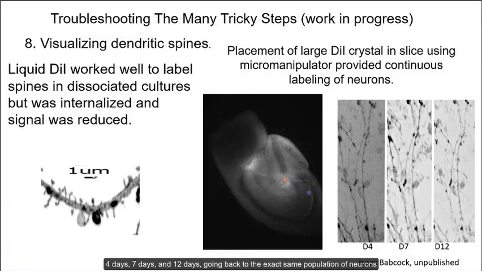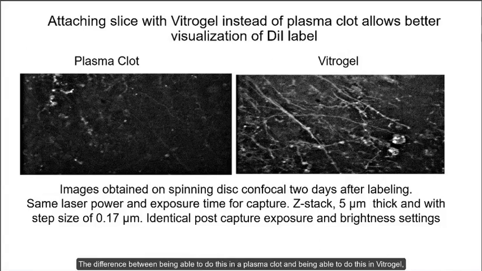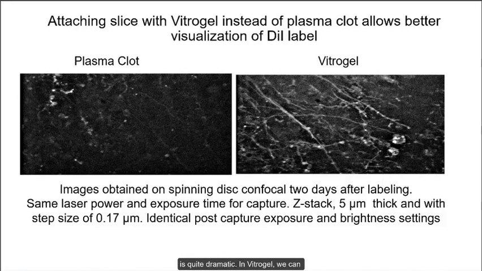This is 4 days, 7 days, and 12 days, going back to the exact same population of neurites using our photoetch coverslips. The difference between being able to do this in a plasma clot and being able to do this in Vitrogel is quite dramatic. But in Vitrogel, with the spinning disk microscope, we can get very, very nice image stacks where you can see spines. We can rotate these images.